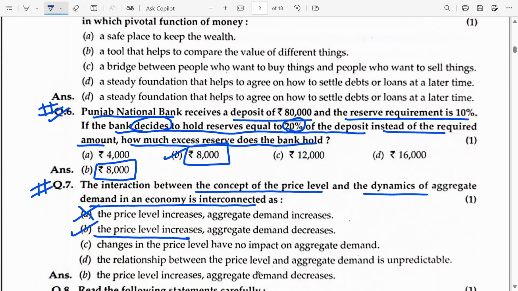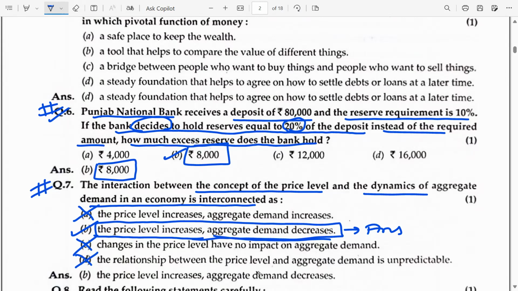When price level increases, aggregate demand decreases. This is my answer. Let's look at other options also. Changes in price level have no impact on aggregate demand. Wrong. When price changes, aggregate demand will change. And the relationship between price and aggregate demand is unpredictable. This is also wrong. Obviously, when the general price level in the economy goes up, when on the whole commodities become expensive, aggregate demand will decrease. So my answer is option B.